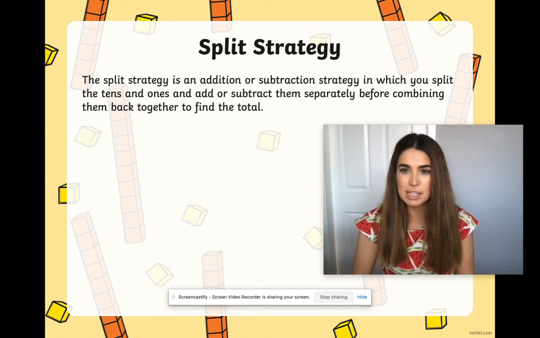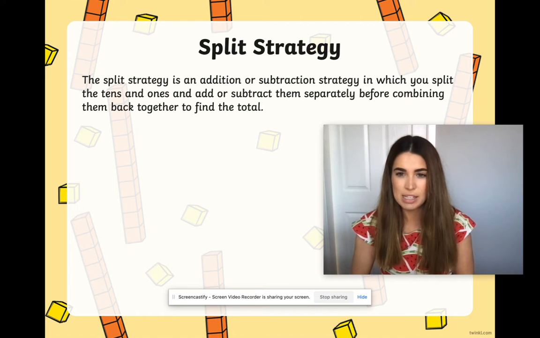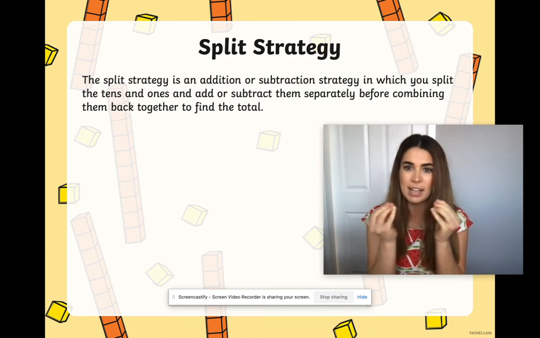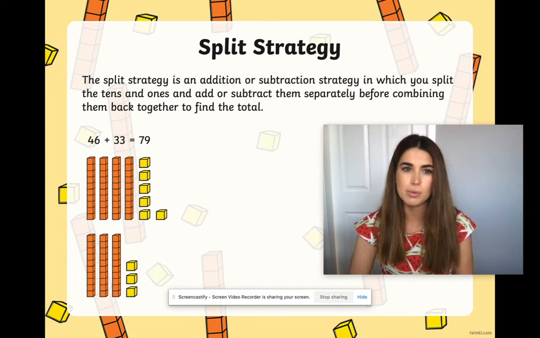And it works by splitting apart the tens and adding and subtracting them, and then splitting apart the ones and adding and subtracting them, both separately, before combining those two numbers back together to create the total. Let's have a look at some worked examples.